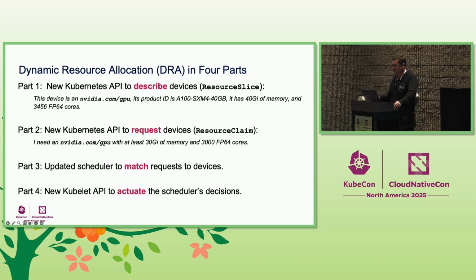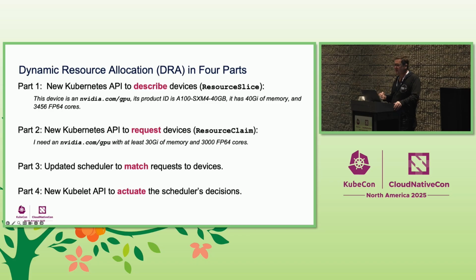But the device plugin API has basically two fields, a string and an integer, and it's a count of the number of that type of device. But DRA, resource slice, allows the device vendor to describe a lot more about the device, a bunch of metadata about here's what type of device it is, here's how much memory it has, here's how much CPU it has, whatever it may be. And then the second big API in DRA is resource claim.